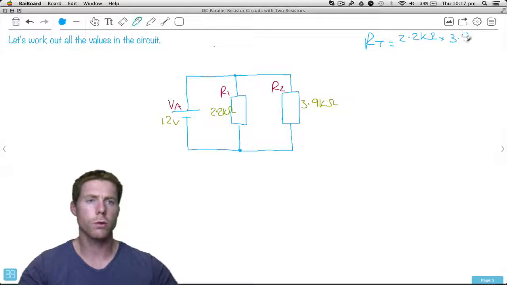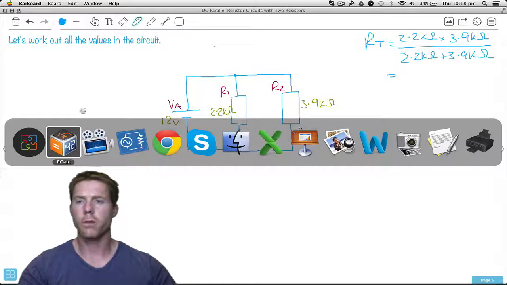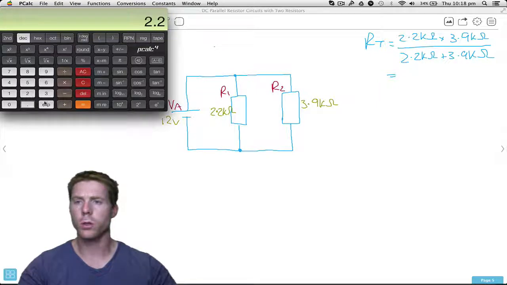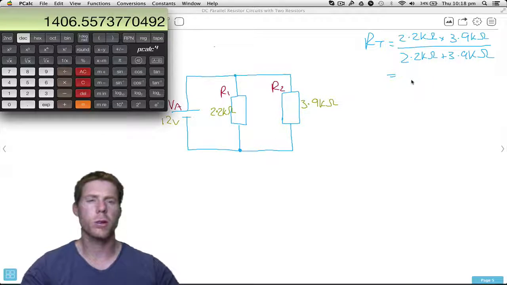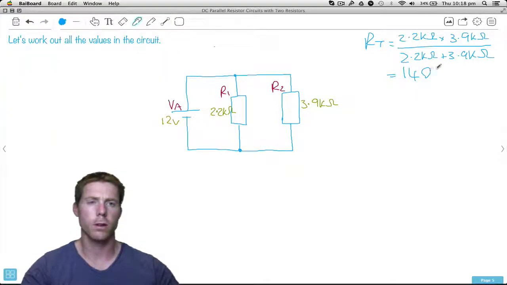2.2k times 3.9k ohms over the sum, which is 2.2k ohms plus 3.9k ohms. What do we get for that? 2.2k multiplied by 3.9k, and then we divide it by 2.2k plus 3.9k. Close the bracket. 1406 ohms. I'm going to round that up to 1407 ohms.